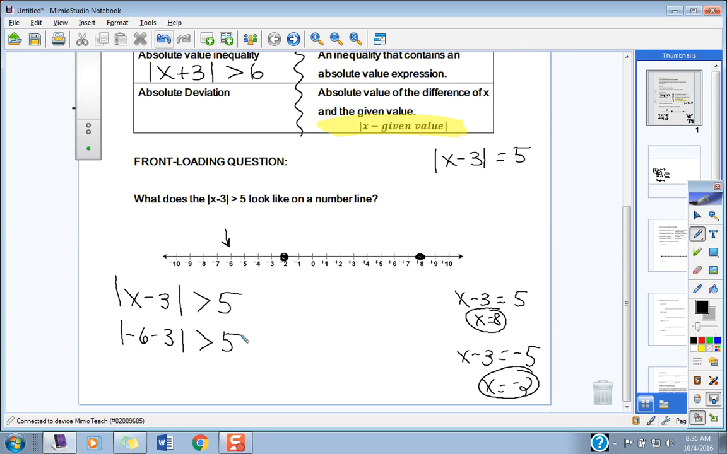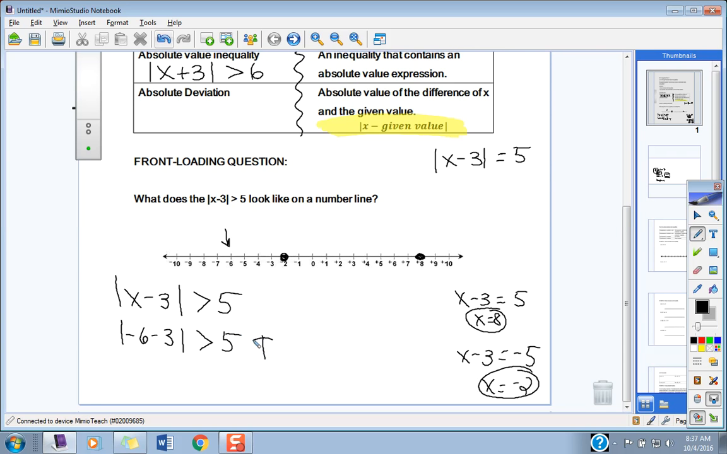First of all, in your absolute value bars, what's negative 6 minus 3 going to be? Negative 9, and the absolute value would turn that into what? Positive 9. Is that greater than 5? It is. I'm going to put a true out here.